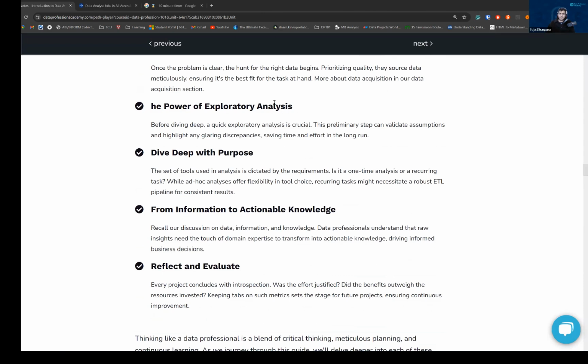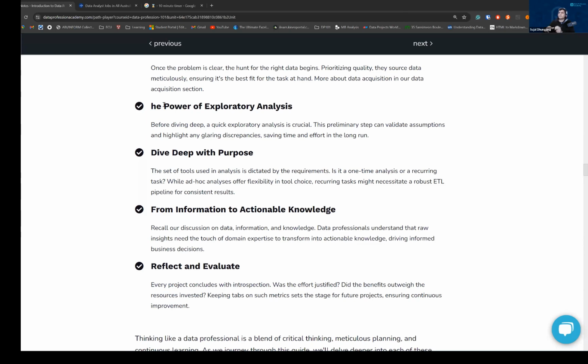And the power of exploratory analysis. Before you dive into your deeper analysis, what a good data analyst does is always do some exploratory analysis, which is like a quick check. For instance, if I want to find the average annual salary of a suburb, I will do a quick check and see what the distribution looks like and how many data points I have. If I have fewer data points, maybe the average won't make much sense because I don't know where that data came from.